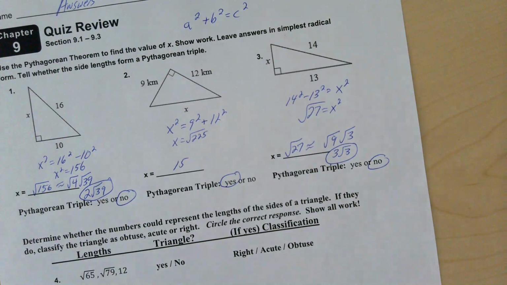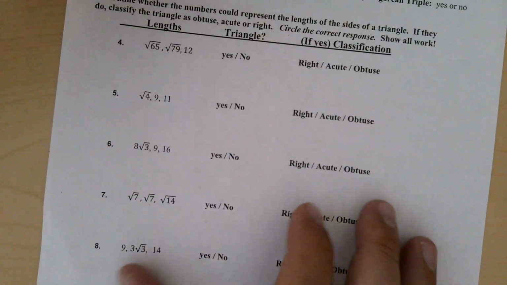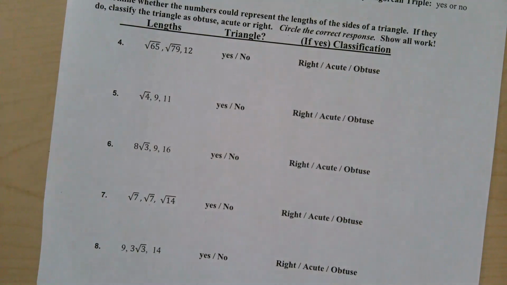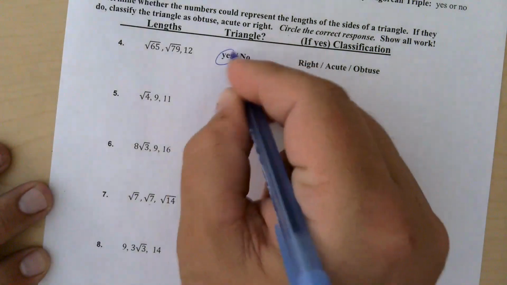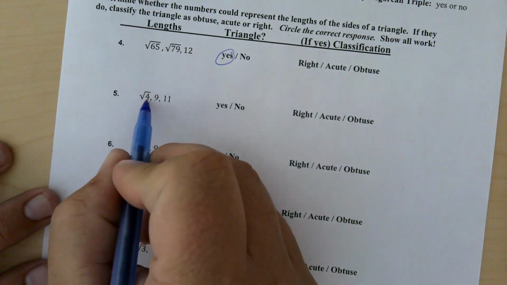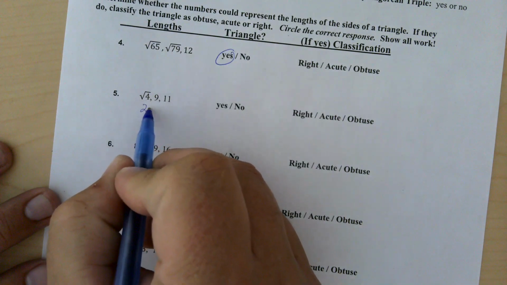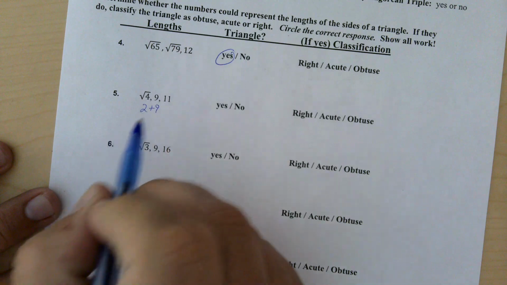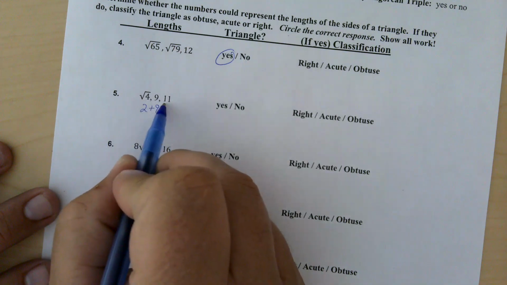It's not a Pythagorean triple because it's not a nice number. For this next part, you just have to remember, if I give you 3 sides of a right triangle, the sum when you add any 2 of the sides has to be greater than the third side. So all these can be triangles except for number 5. Because number 5, the square root of 4 is a 2. I have a side of 2 and a side of 9. That needs to be greater than this third side.